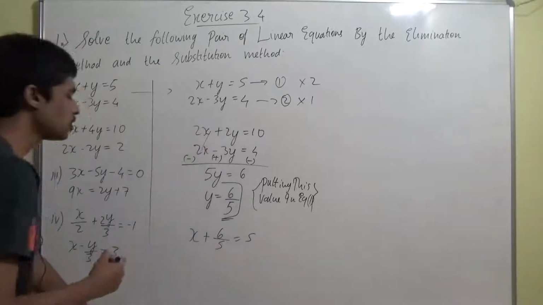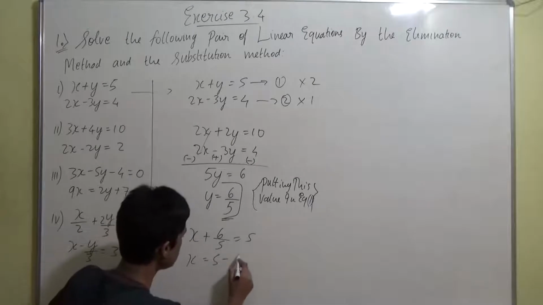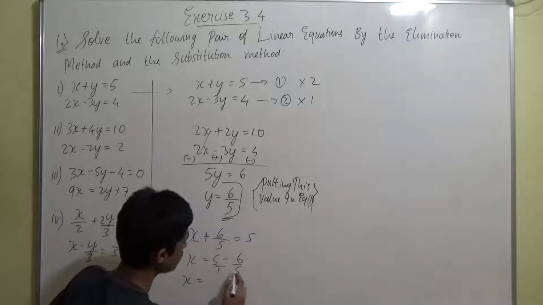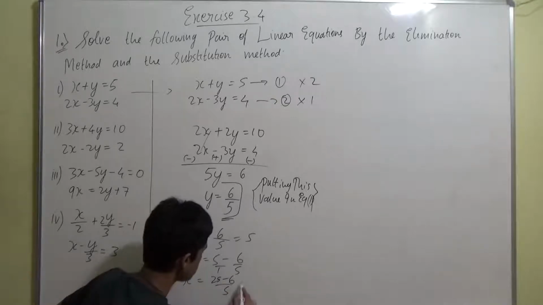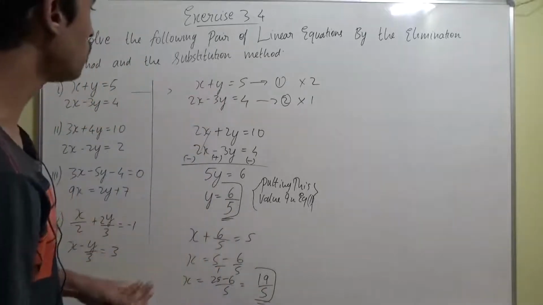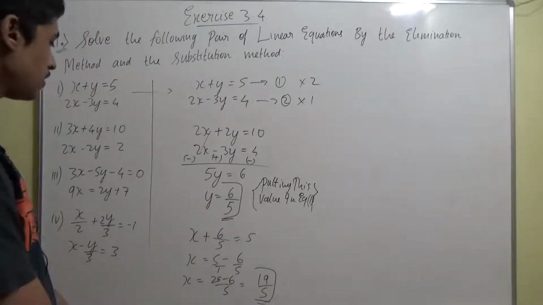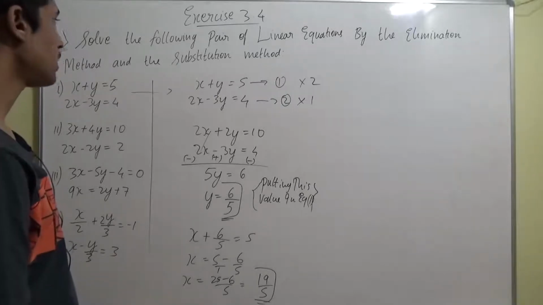Now we have to find the value of x. Let's take the numerical terms to the other side. x equal to 5 minus 6 by 5, which means x equal to, taking LCM as 1, it becomes 25 minus 6 by 5, which is nothing but 19 by 5. So this is the value of x and this is the value of y. Correct? Yeah guys.